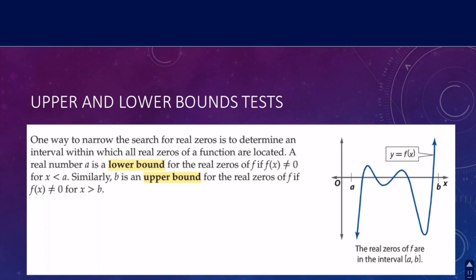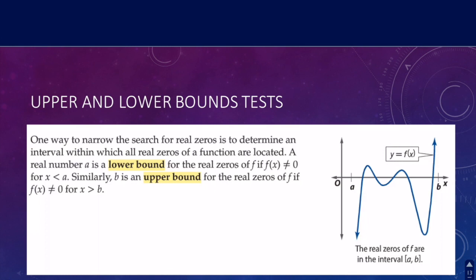A real number a is a lower bound for the real zeros of f if f of x is not equal to 0 in any case where x is less than a. Similarly, b is an upper bound for the real zeros of f if f of x is not equal to 0 for anything where x is greater than b.